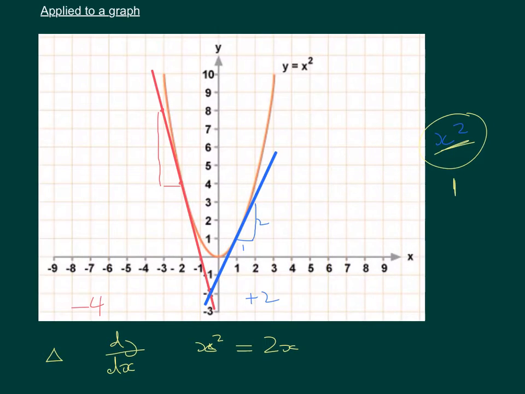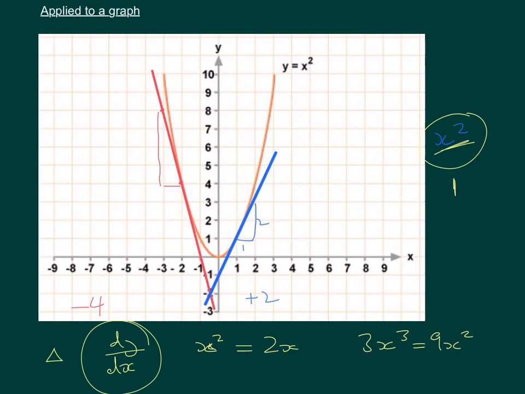If I was to do one more, let's say I had x cubed, or the graph of 3x cubed. To get dy by dx, the differential, I would multiply by the power, 3. So I'd do 3 times 3, because I'm multiplying by this power. So we get 9. And then I would subtract 1 from the power. So if I had this graph, 3x cubed, I could find the gradient at any point on that cubic by inputting a number into this function, which is the differential of this.